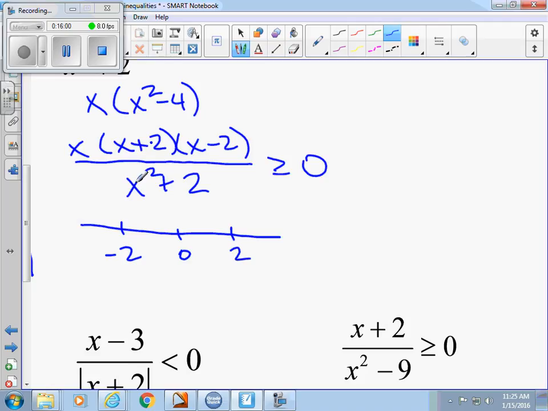So put all solutions and undefined points. Plug in values. Everyone agree that denominator is always positive? Yeah. So -3 would give me negative, negative, negative. -1 would give me negative, positive, negative. 1 would give me positive, positive, negative. And 3 would give me all positives. I want greater than or equal to 0. So -2 to 0, 2 to infinity.